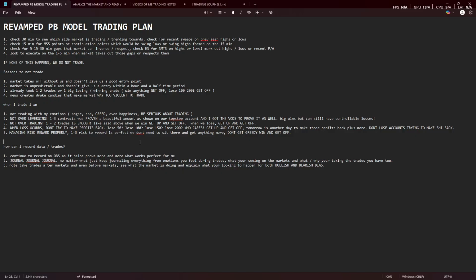Number five, managing risk reward properly. I have sat there and wanted way too much for my risk to reward ratio, and I realized it's messing me up big time. So I want to make it to where I have a 1 to 3 risk reward, because that's perfect. We don't need to sit there and get too much. We don't need to really get anything else. We just do not need to be greedy. We need to take good, profitable, probable, high IQ educated trades and get off. Even if we lose one of those trades, get off. It doesn't matter. We just need to stand up and get off. Now, the biggest part that I feel like is a part of this whole thing is right here.